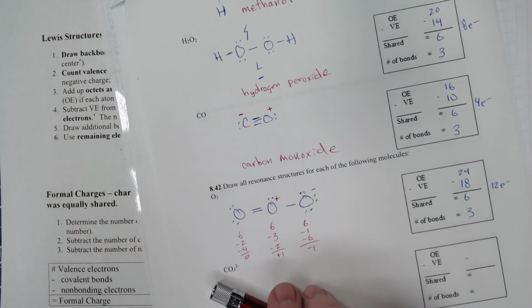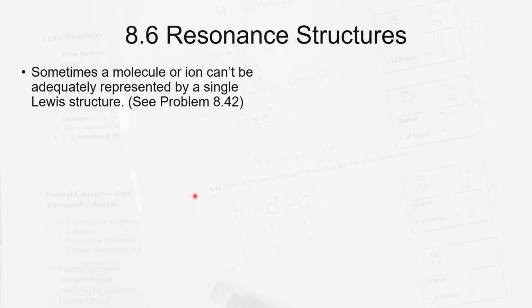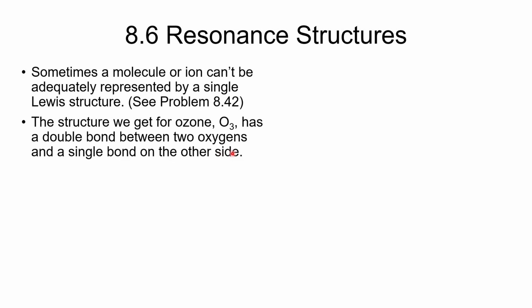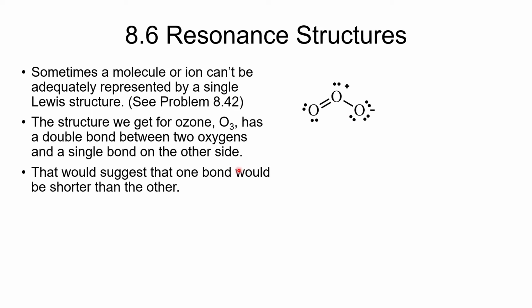So I'm going to go back over here. All right, so the structure we get for ozone is this. Now, I've indicated the shape, and we're going to talk about shapes in Chapter 9. So the structure that we get for ozone, O3, has a double bond between two oxygens and a single bond over on the other side. So you can see that we've got a double bond there and a single bond there. Well, what we found is that double bonds are usually shorter than single bonds. That would suggest that one bond should be shorter than the other.